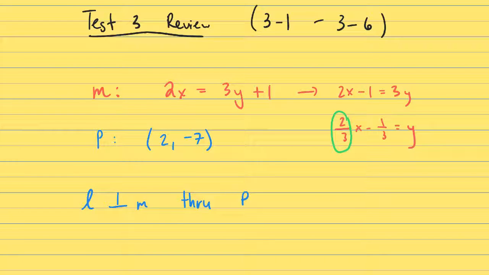But I want a line perpendicular to that. I want another line, right, perpendicular to line M, whose slope is 2/3. So what slope should I use? Negative. There you go. Negative 3/2. So our slope that we're going to use for line L, and I'm going to write y equals mx plus b, becomes the following. Y equals negative 3/2 x plus b.